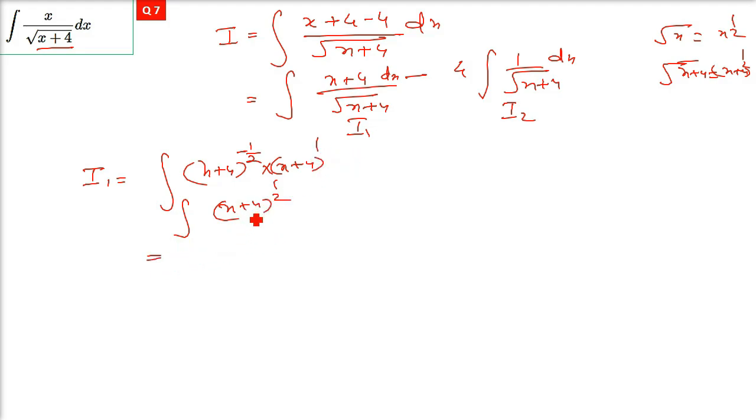Now let us integrate this. It will be x plus 4 to the power half plus 1 divided by half plus 1. Half plus 1 is 3 by 2, and the denominator 3 by 2 goes up and it will become 2 by 3.